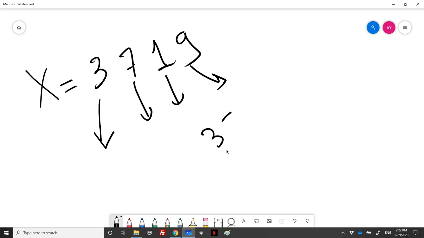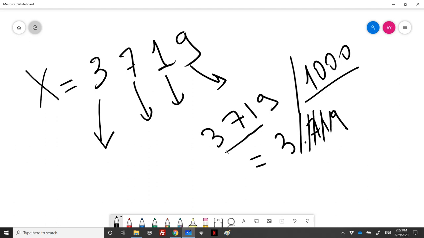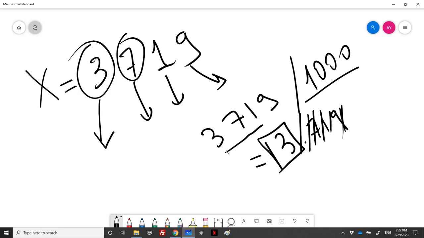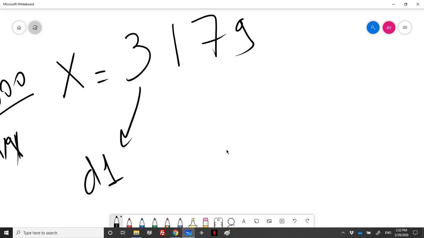If you divide 3719 by 1000 in C, you will get 3.719, and since in C those two are integers, the division will be an integer, and thus we will get the number 3. So to get the first digit, it's easy. We just need to divide the number by 1000 and we'll get the number 3. What about the second one? So till now I have this number, which is x. I have this one, I will call it digit 1, which equals x over 1000.